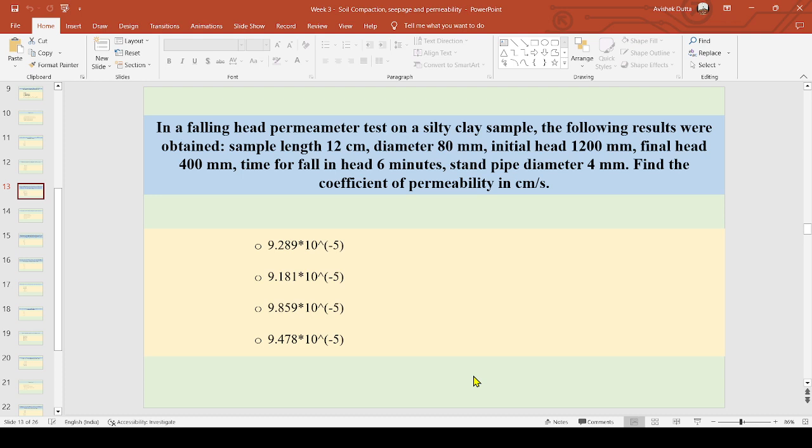The sample length is 12 centimeter, diameter is 80 millimeter, initial head is 1200 millimeter, final head is 400 millimeter, time for fall in head is 6 minutes, and the standpipe diameter is 4 millimeter. Find the coefficient of permeability in centimeter per second. There is a formula for the falling head test. I hope you know the formula. You can apply the formula to find out the value of K, coefficient of permeability.